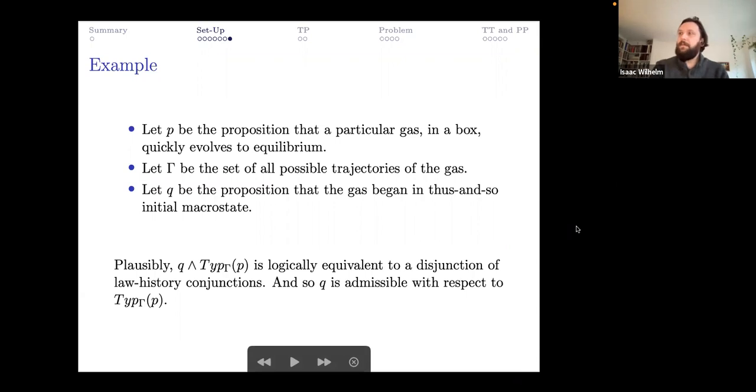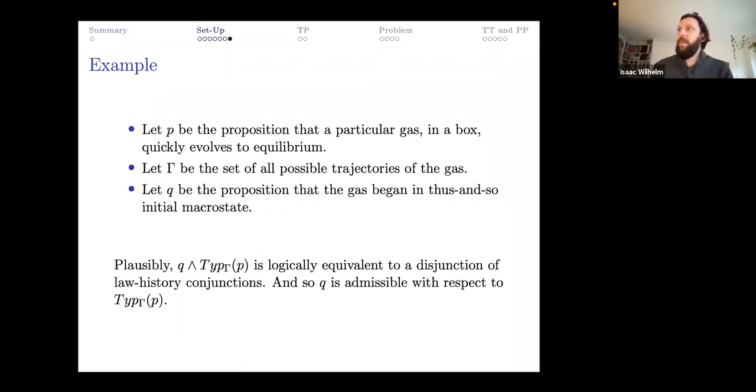My question might be similar to Glenn's. I'm not sure, but let me try to ask it. What's the relationship between Q and typicality of gamma P and that disjunction of things? It seems like the conjunction of Q and typicality of gamma P should be one of those things in the law-history conjunctions. It just has to be logically equivalent to one of the disjunctions of law-history conjunctions.